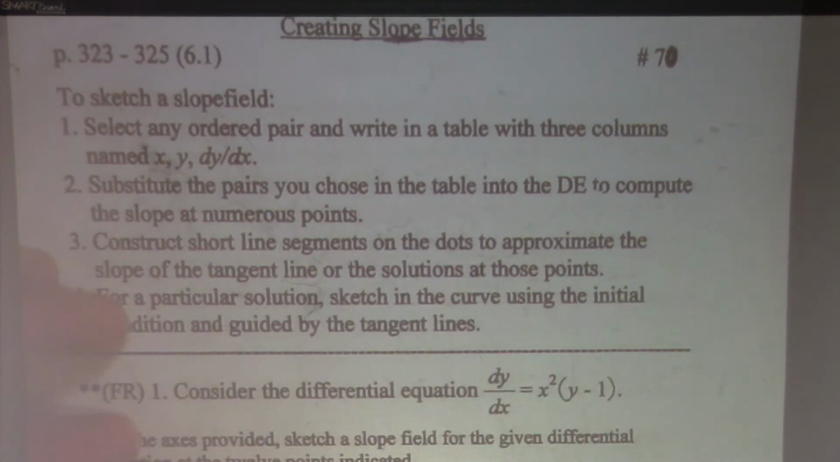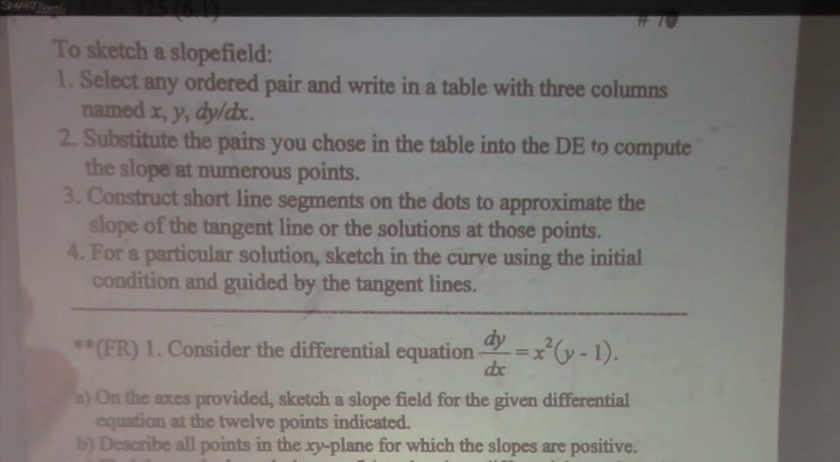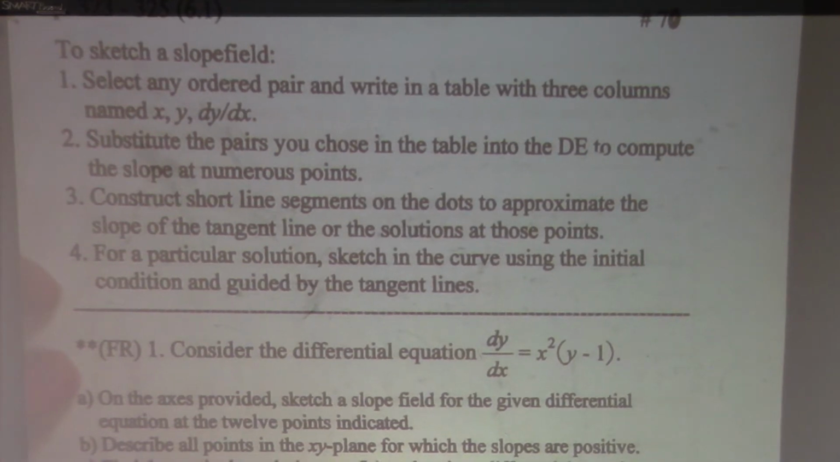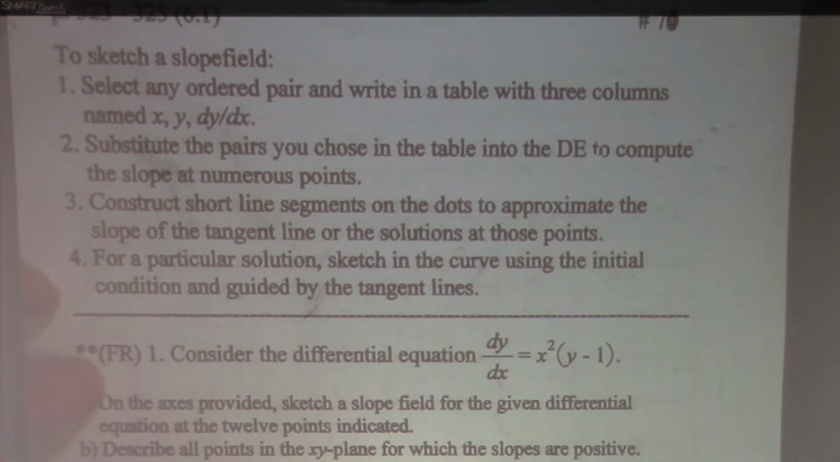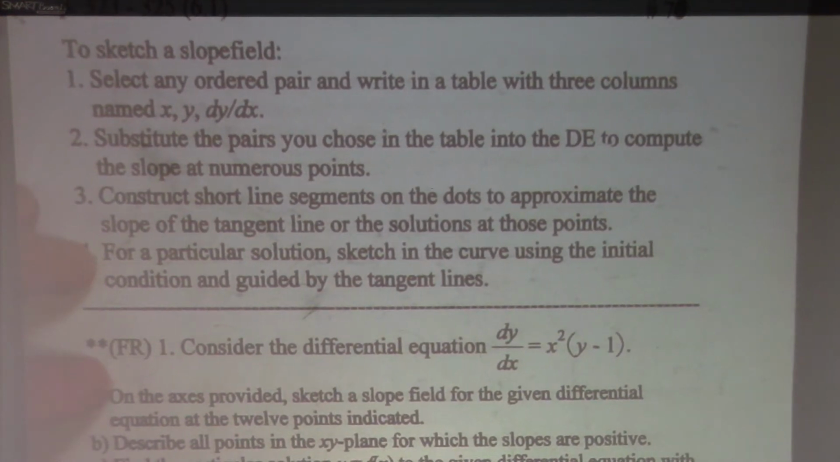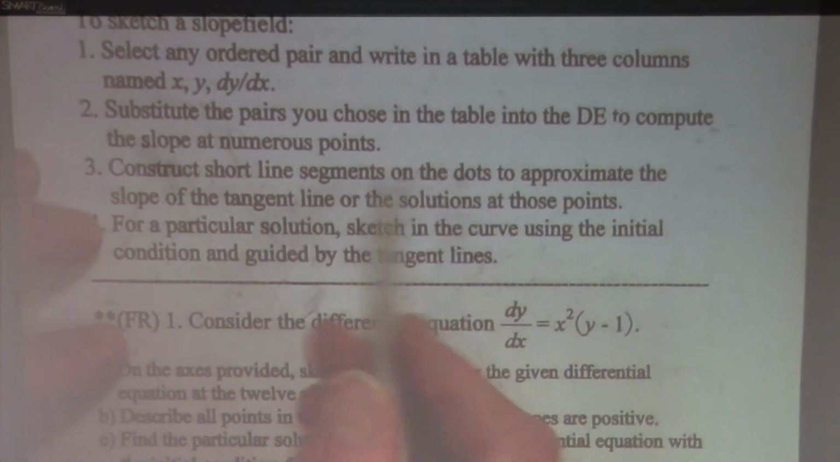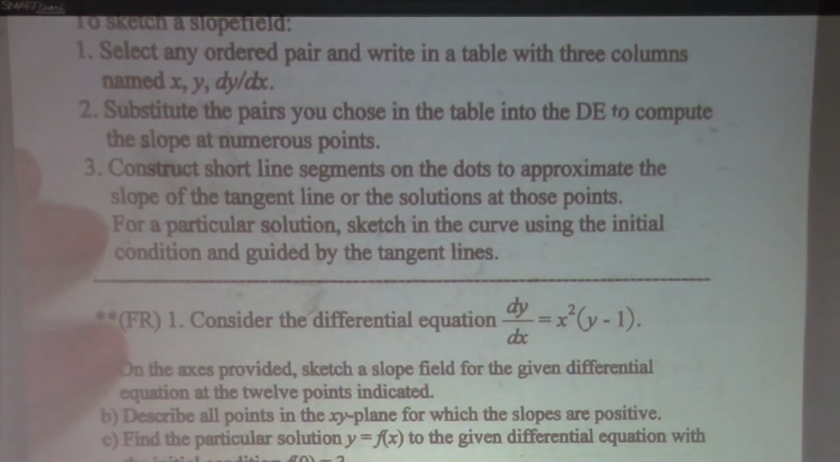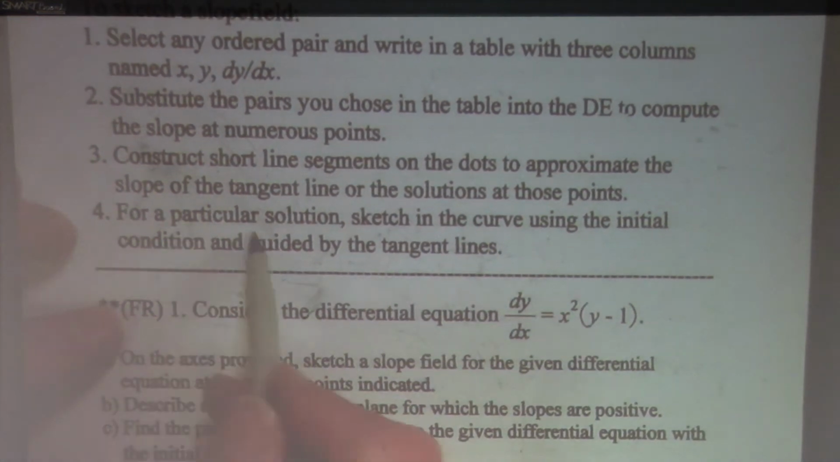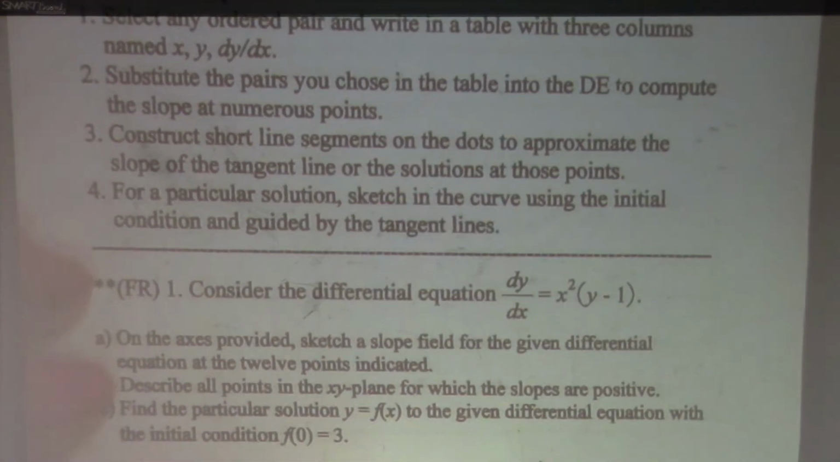Okay, note card 70, creating slope fields. To sketch a slope field, we're going to follow these 4 steps here. We're going to select any ordered pair and write a table, 3 columns, x, y, dy/dx. We're going to substitute those ordered pairs into the differential equation, and we're going to find the slopes. We're going to construct those short line segments. We've already done this. We're just kind of summarizing now. And for a particular solution, we're going to sketch in the curve using the initial condition and guided by the tangent lines.